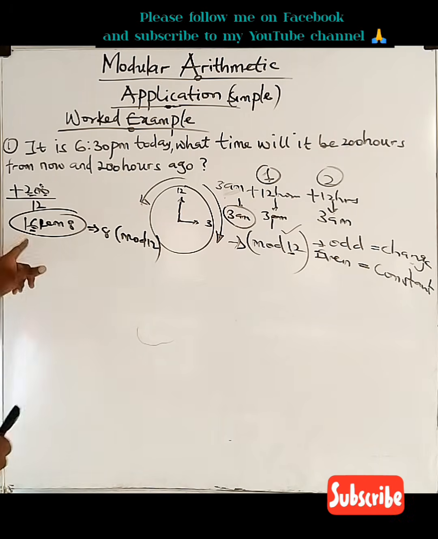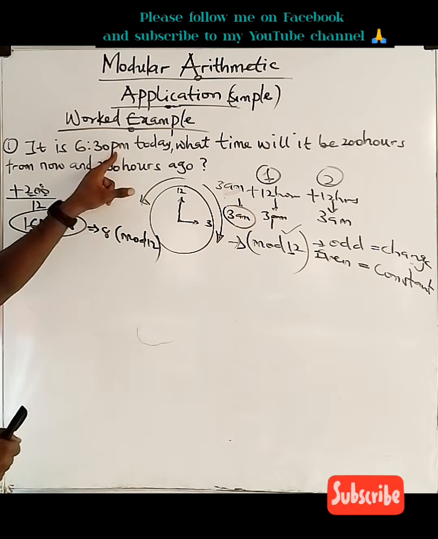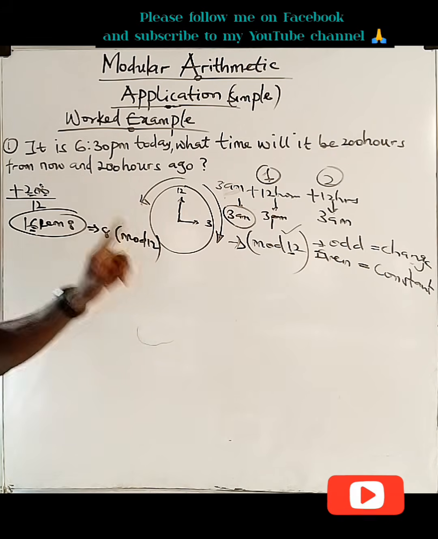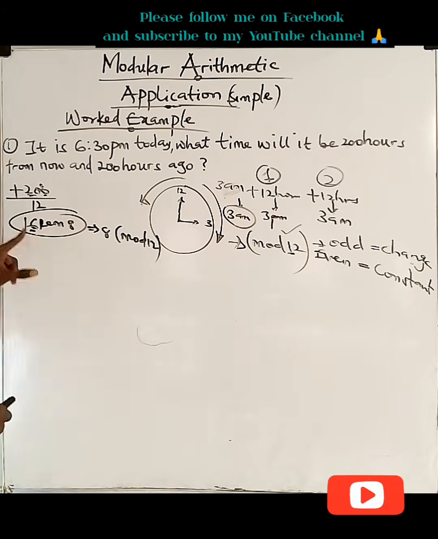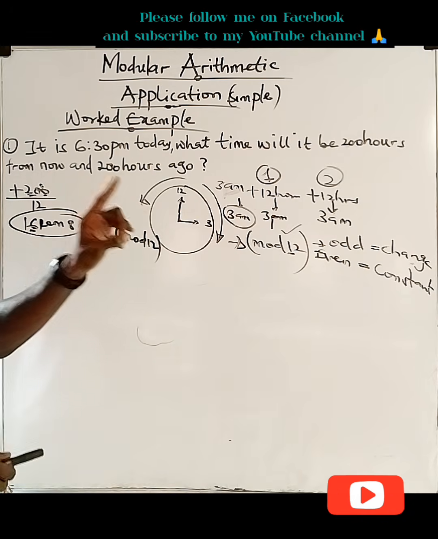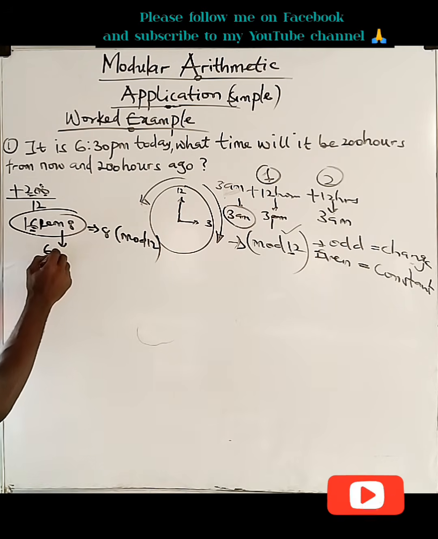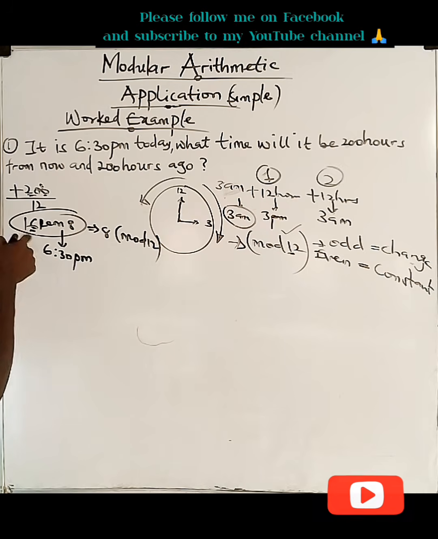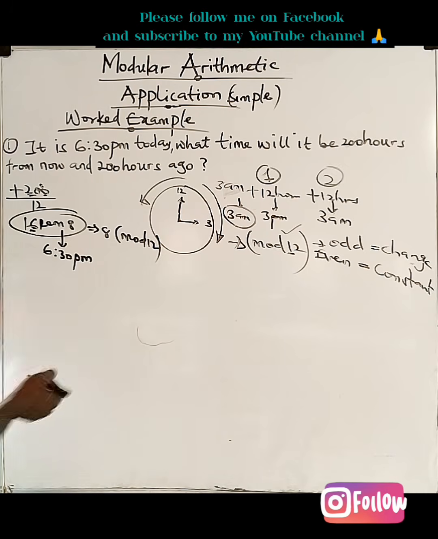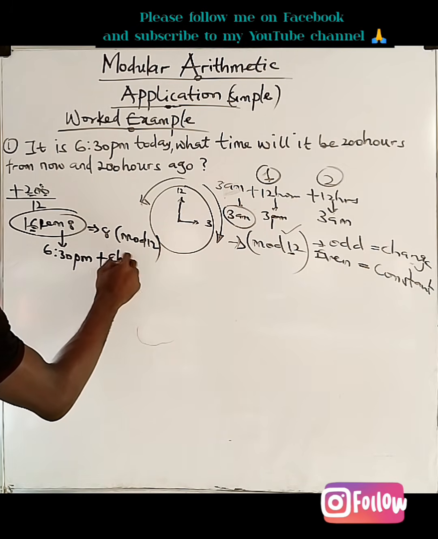It's not, assuming it's 15, it means this very PM will become AM. That will be 6:30 a.m. So after moving 16 rounds, which is an even number of movements, it means we have the same PM. So it's going to be 6:30 p.m. Why? Because of the 16 rounds of movement plus 8 hours.